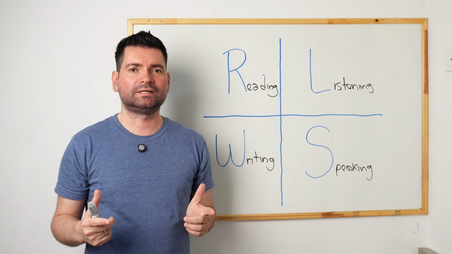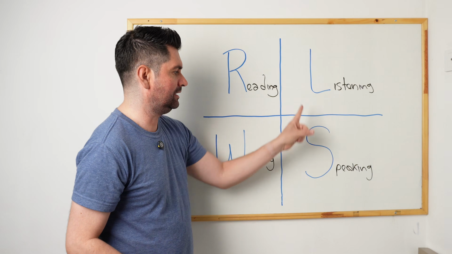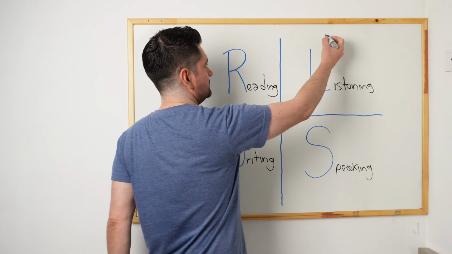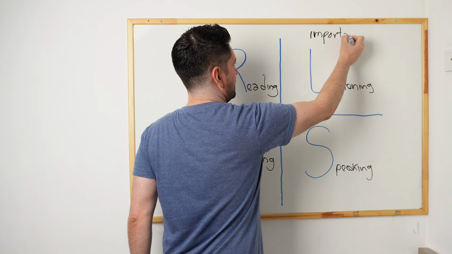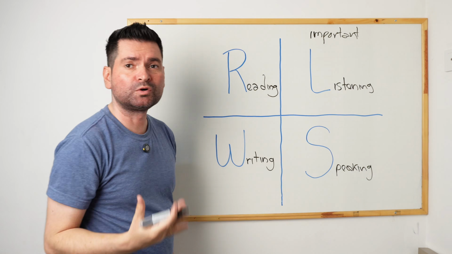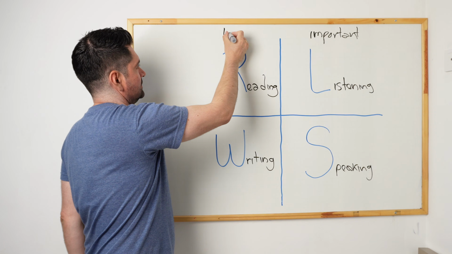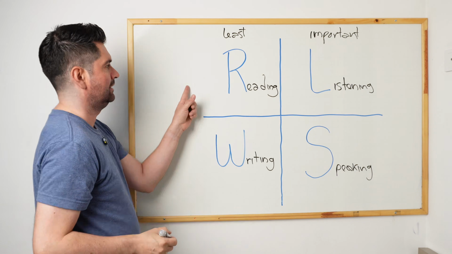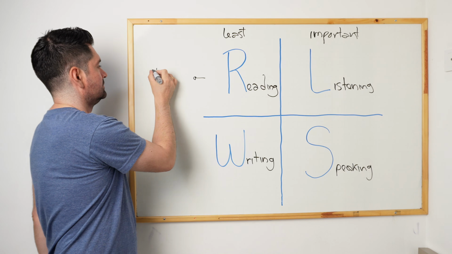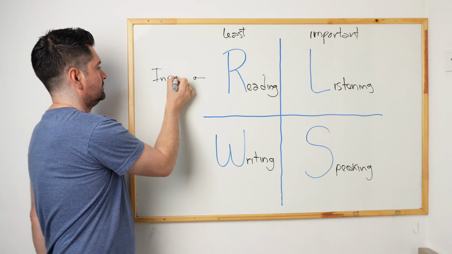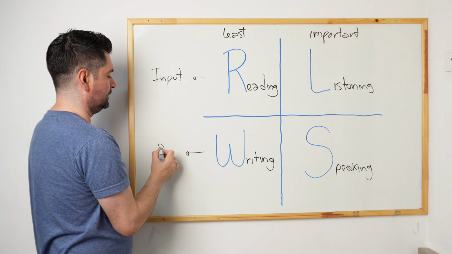The most important and the most useful abilities are listening and speaking. These ones. For most people, these 2 are the least important. These 2 are input. And these 2 are output.